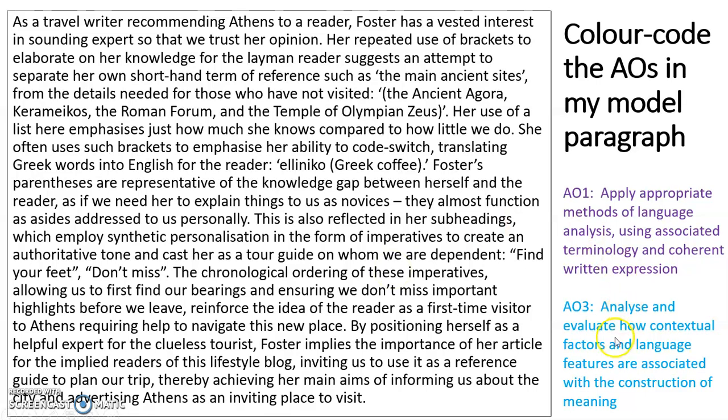So with that in mind, you'll also need to colour code AO3 and think about how contextual factors and language features are constructing meaning. Okay, so what is she trying to say? She's trying to say that she's an expert. Why is she saying that? Because we need to be able to kind of trust her opinion as a travel writer. She's trying to encourage us to go to Greece. She's trying to say, take my word for it, you're going to enjoy it. So if you pause this video now, have a look at this slide on your PowerPoint and get that colour coded for me, please.